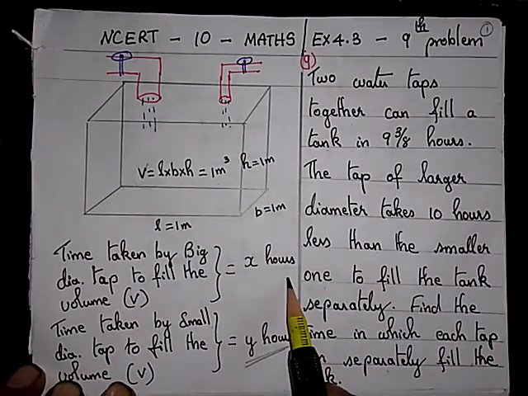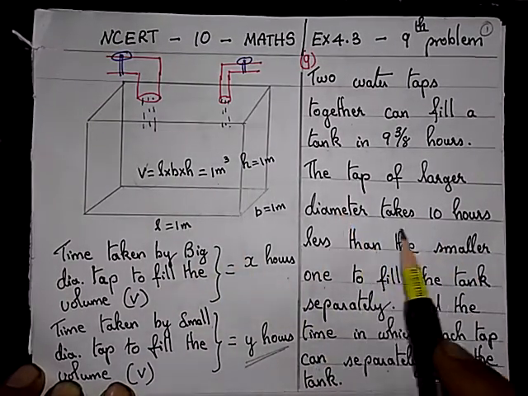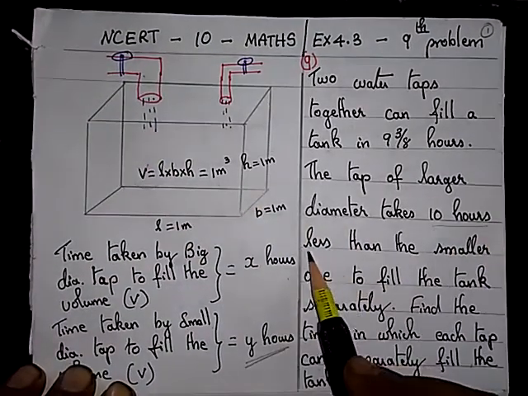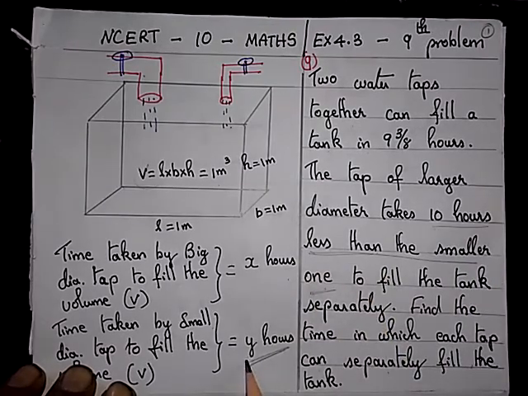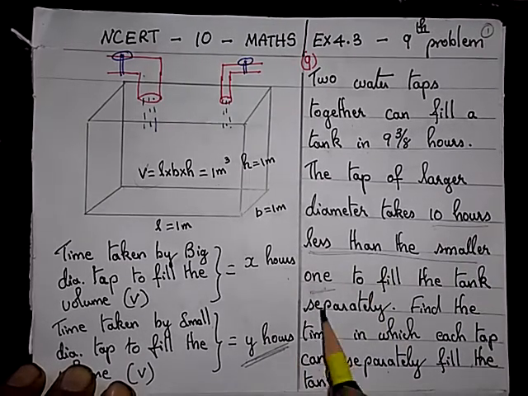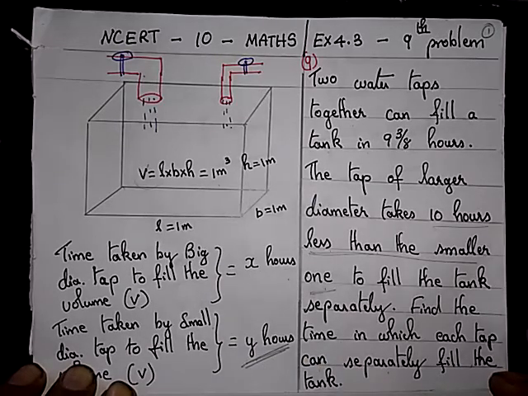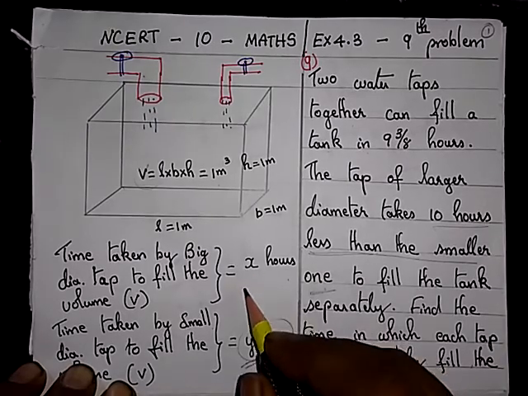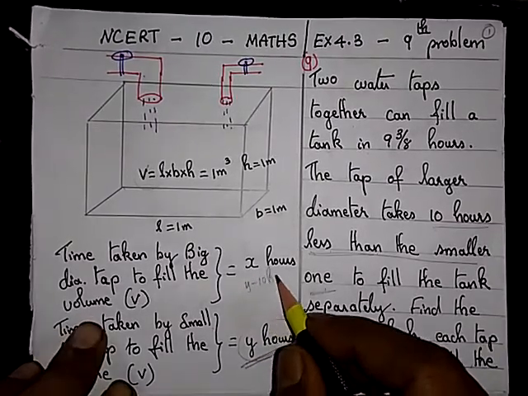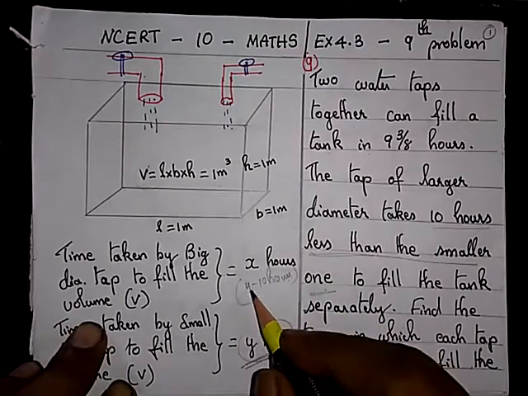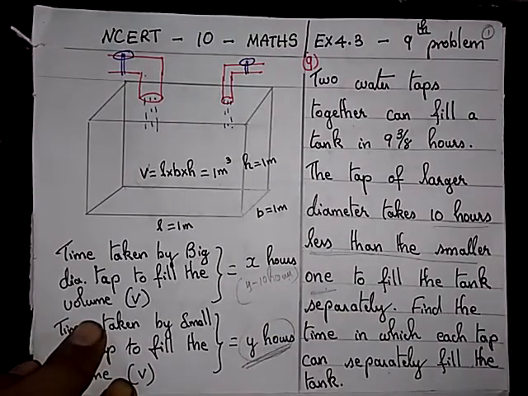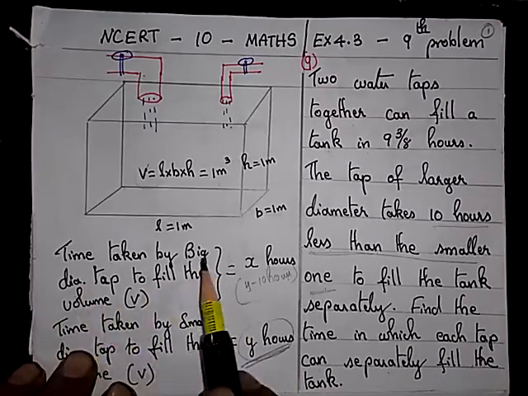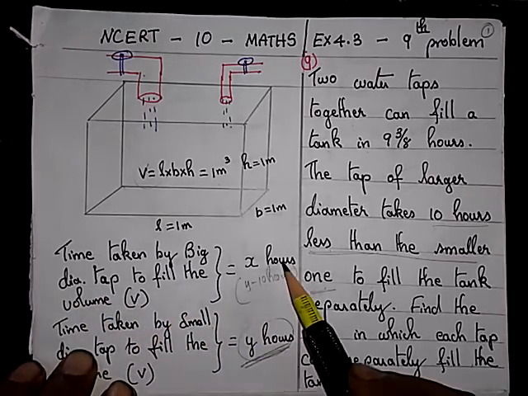X hours. But they have given one condition, that the larger diameter tap, that is this one, will take 10 hours less than the smaller one. That means if this takes Y hours, this will take 10 hours less. So X will take Y minus 10 hours. That means X is equal to Y minus 10 hours. So the time taken by the bigger diameter tap to fill the volume is X hours.